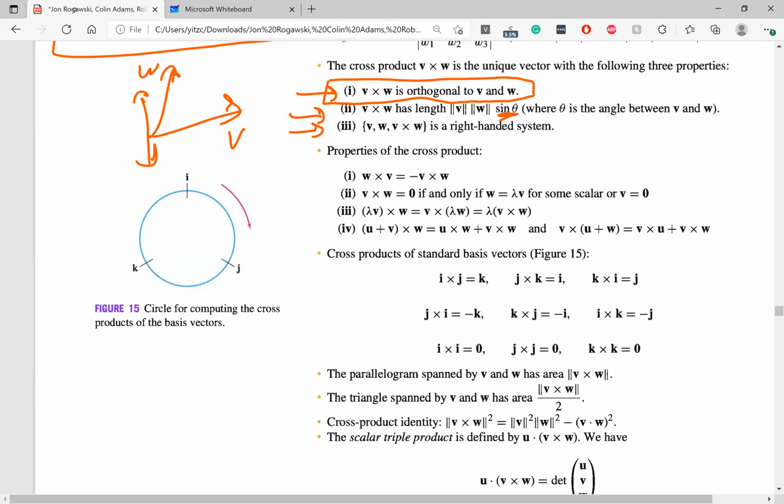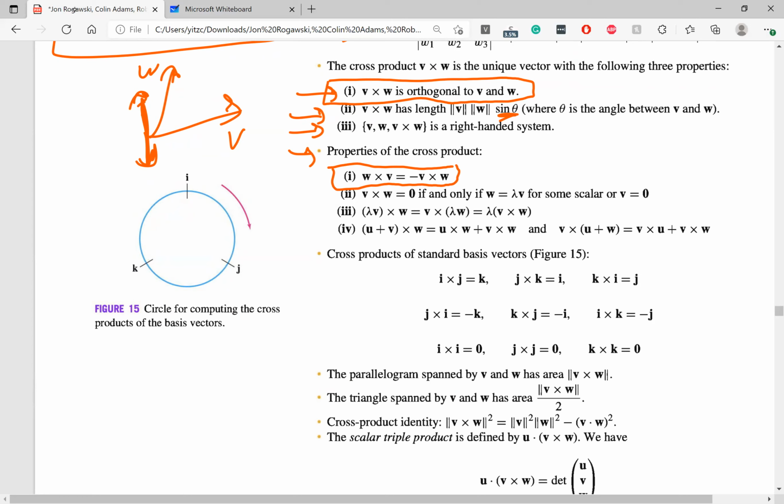Now, with regard to these properties, the most important one is this one. V cross W is equal to negative W cross V. And it's very easy to remember because you're either going in one direction or in the other direction. You're either going up or you're going down. So not hard to remember that property.